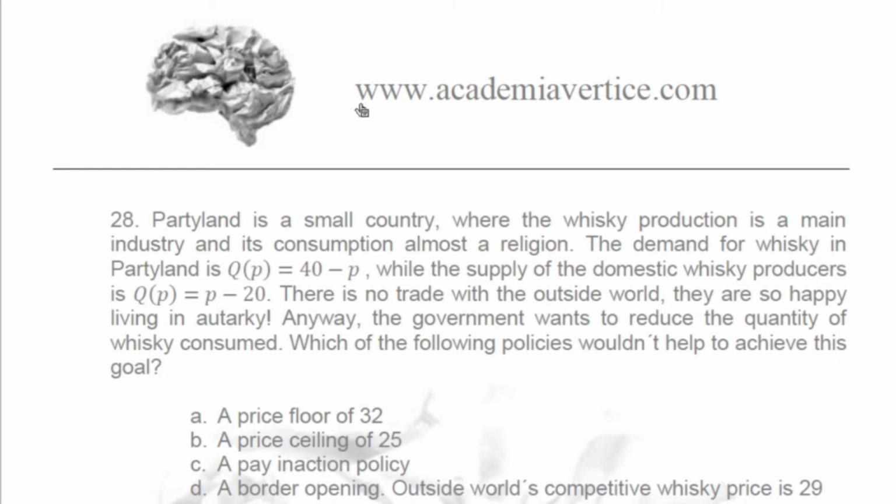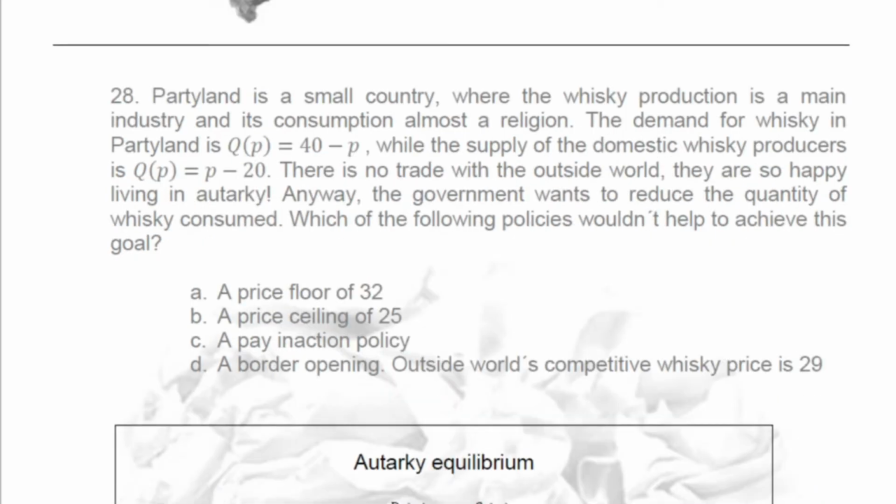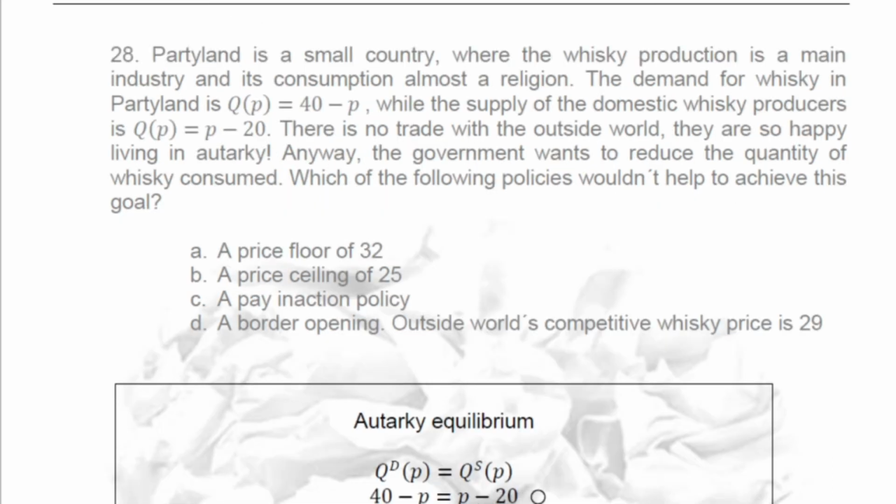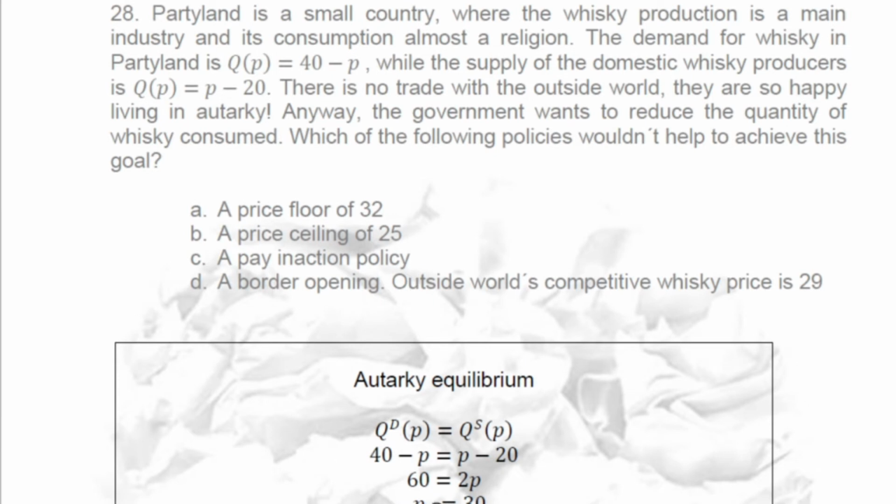Well, we should first of all calculate the autarky equilibrium, equalizing the demand to the supply. Okay, 40 minus P equal to P minus 20, then 40 plus 20 equal to 2P, P equal to 30. This is the autarky price. So with this, we can think about whether these policies help to achieve the goal or not. Be careful, we have to mark the policy that wouldn't help to that goal. Okay, a price floor of 32.